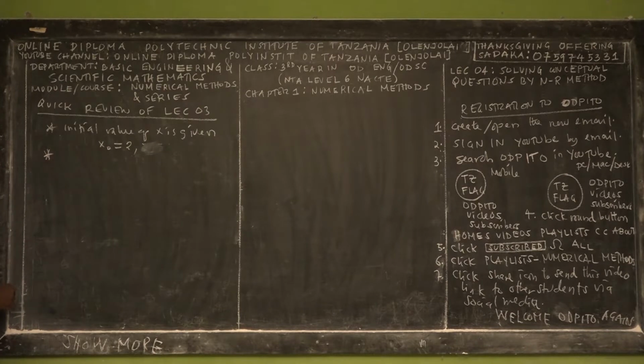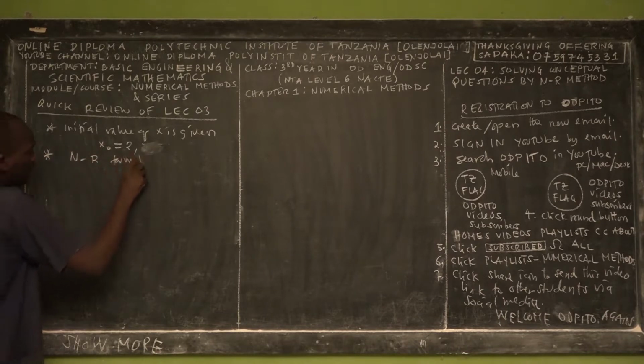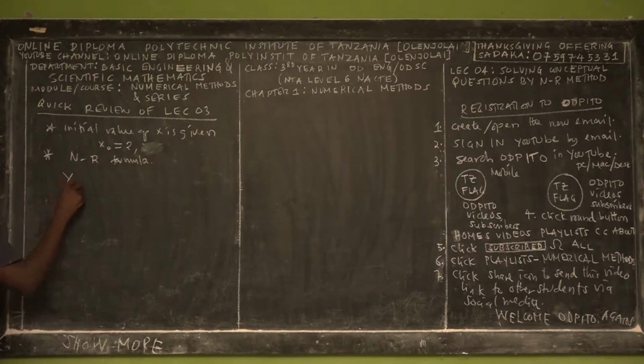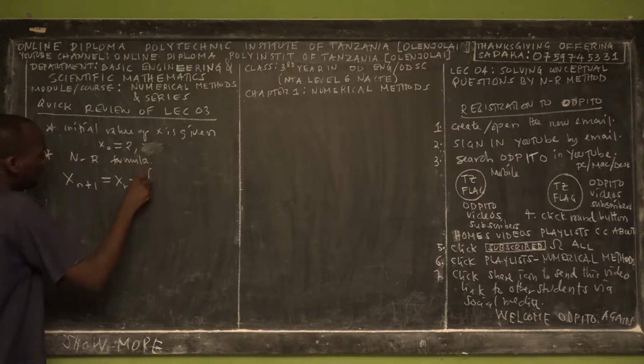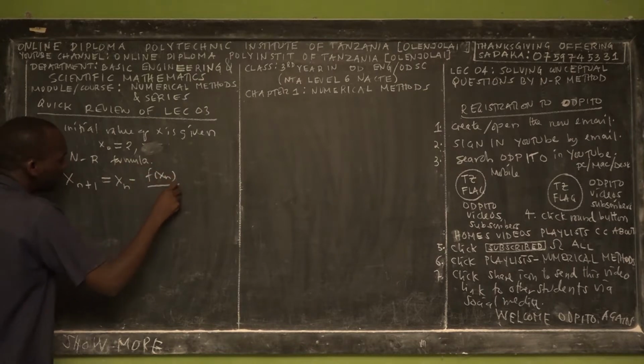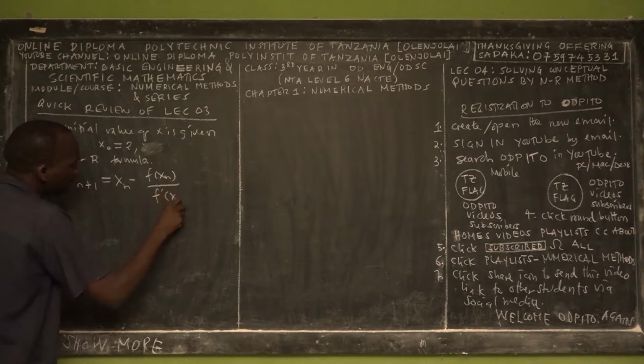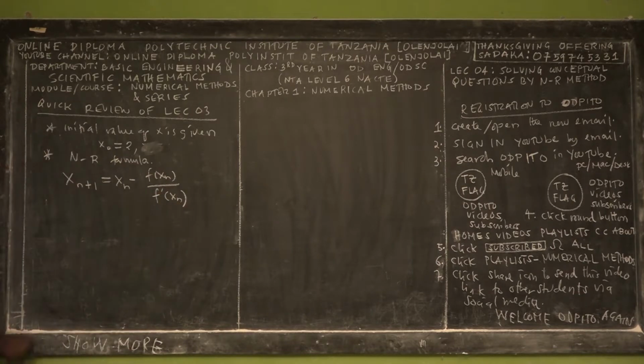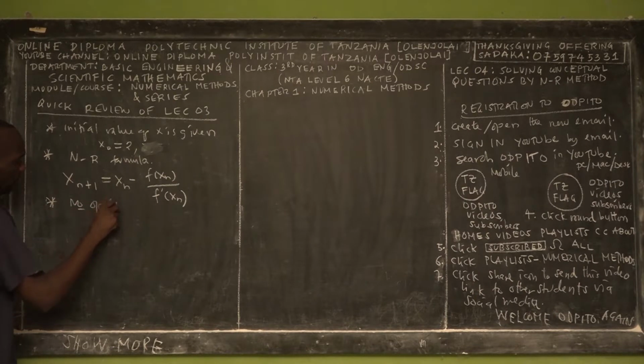Then again, what did we discover? We discovered that we have to use the Newton-Raphson formula. And this Newton-Raphson formula, we taught you how we can derive it: x subscript n plus 1 is equal to xn minus f of xn divided by what? F dash of xn. Very important formula.